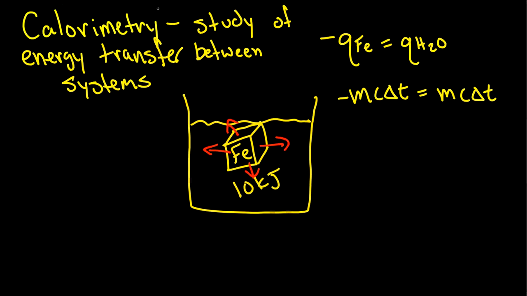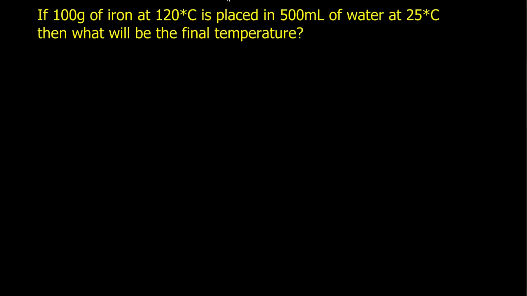So let's take a more specific example and see what we can figure out. Let's say we have 100 grams of iron at 120 degrees Celsius. We place it in 500 milliliters of water at 25 degrees Celsius. What will the final temperature of this system be? So the first thing we need to do is pick out some variables. We need to figure out what's going on.